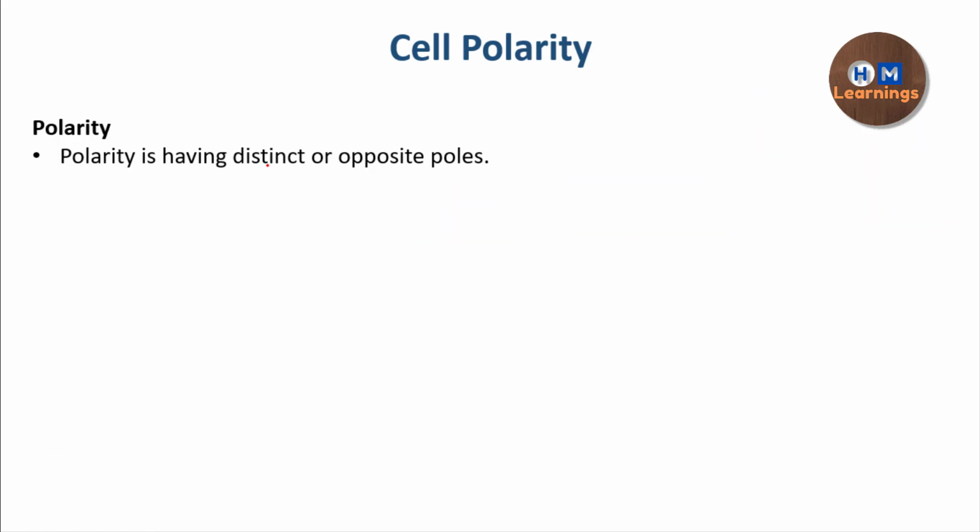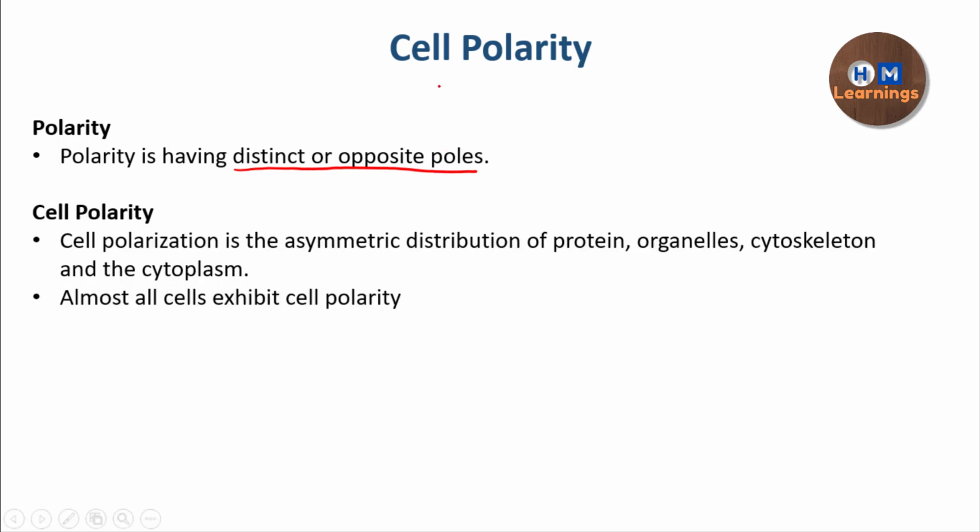So what I mean to say is that polarity means the ends which have opposite or different properties from each other. And similarly the cells also have polarity because they show an asymmetric distribution of proteins, organelles, cytoskeleton, as well as the cytoplasm.